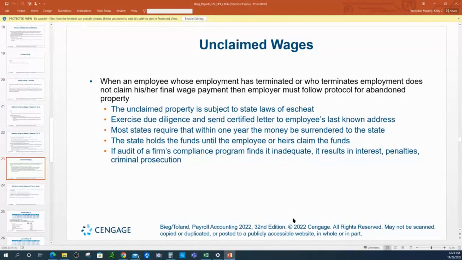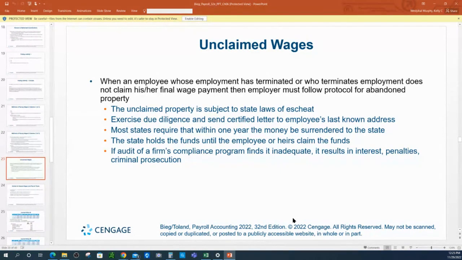It does not go back into the hands of the company. The company does not own that money. The employee owns that money. So what has to happen is there has to be enough attempts to reach that employee. Maybe they moved, all sorts of things could happen. But there has to be attempts to reach that employee.